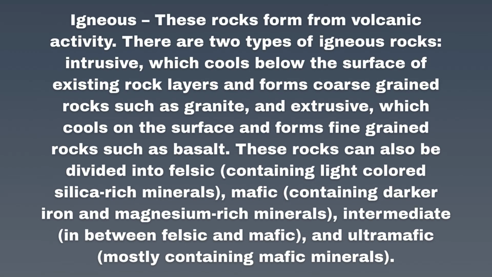Igneous. These rocks form from volcanic activity. There are two types of igneous rocks: intrusive, which cools below the surface of existing rock layers and forms coarse-grained rocks such as granite, and extrusive, which cools on the surface and forms fine-grained rocks such as basalt.